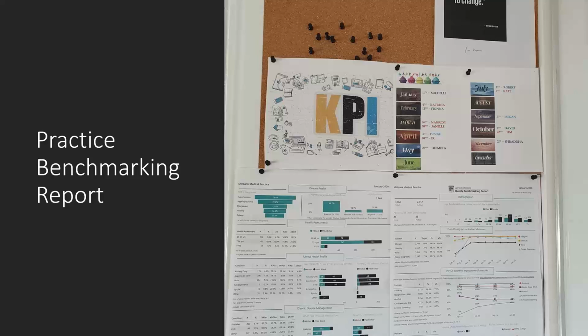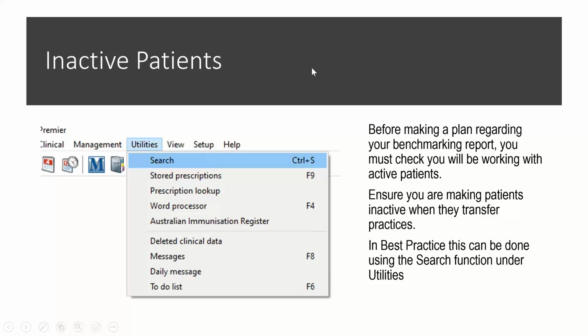You need to ensure that you have good data. Do you inactivate patients when they transfer practices? Do you run searches to inactivate patients? While the benchmarking report uses active patients, meaning 3 visits in the last 2 years, your database could be huge. So that's an example in Best Practice on running a search on how to inactivate patients. And I'm not sure about other software, but I use Best Practice here.